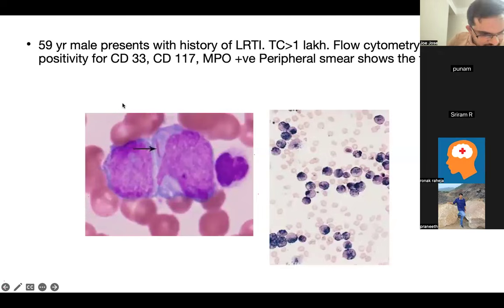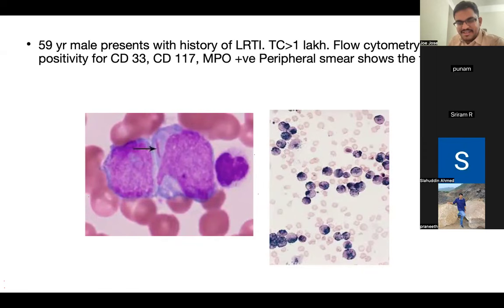Okay. Dr. Salahuddin. Yes, sir. So you have a 59-year-old male who presents with history of LRTI. Total count is less than 1 lakh. Flow cytometry is positive for CD33, CD117, and MPO. Okay, this is the peripheral smear. What do you see here?